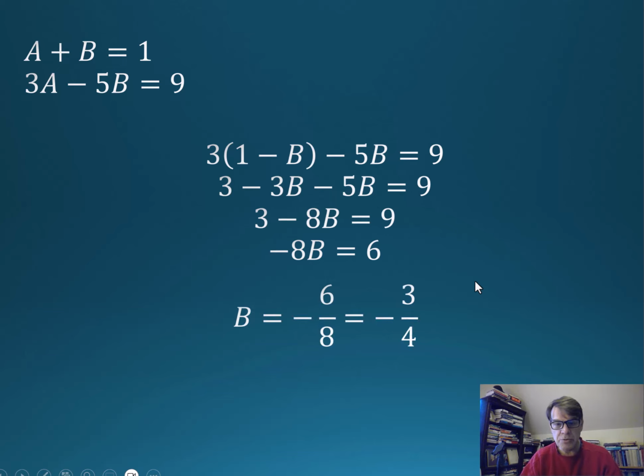Now we're going to divide. I wish it was a nice number. It's not, but it's not too bad of a number. Negative 6/8, reduce it, negative 3/4. We've solved for b. Now let's solve for a. A equals 1 minus b, so a equals 1 plus 3/4, which is 7/4. So we've now solved. We know what a and b are.